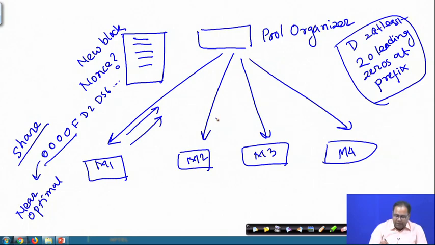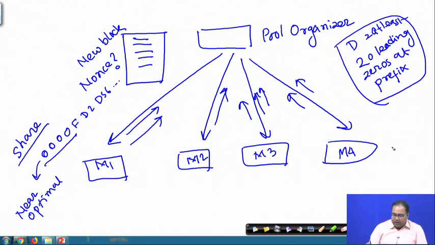So, assume that M2 were able to find such a block, and M2 is sharing this block with the pool organizer, and M3 was able to find 3 such near optimal hash values which are closer to the original hash value, and M4 was able to find 2 such hash values. So, the idea is the way they have participated in this mining procedure.